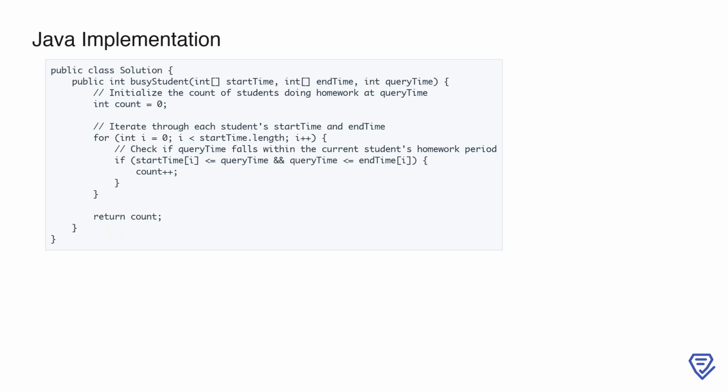This is the Java implementation of LeetCode problem number 1450, number of students doing homework at a given time. It mirrors the Python logic provided, with the same iterative approach to count students whose homework period includes the given query time. Key differences include Java's explicit type declarations for arrays and variables, and the use of a class structure. The implementation is efficient, iterating through the input arrays once and checking the condition for each student.